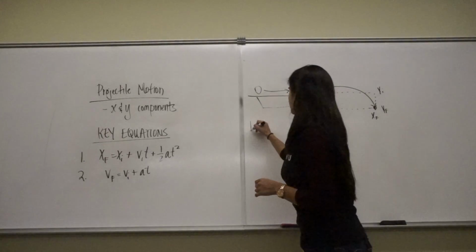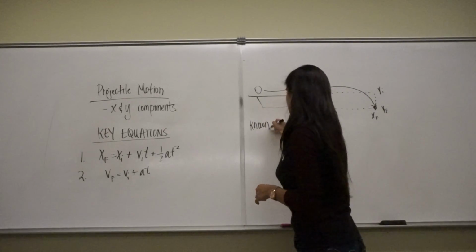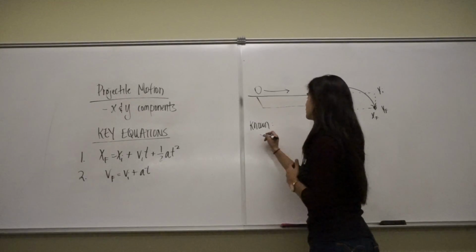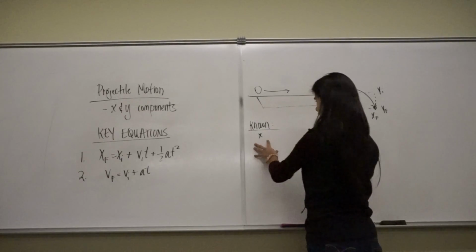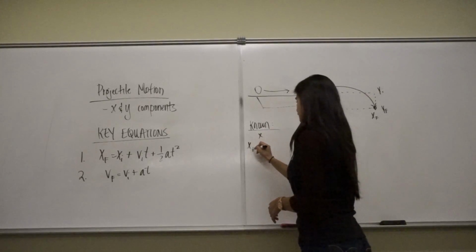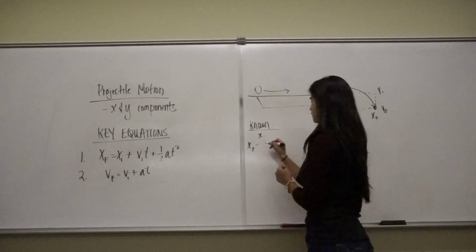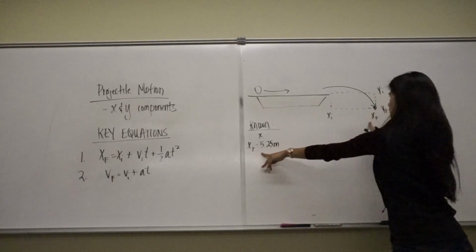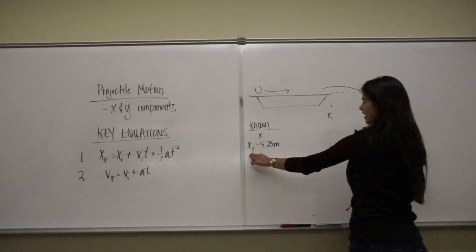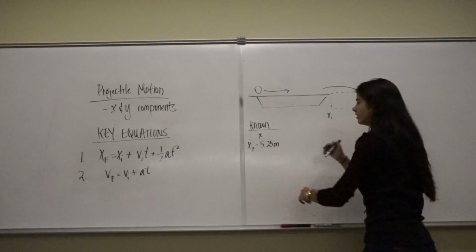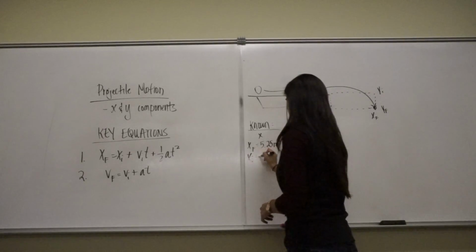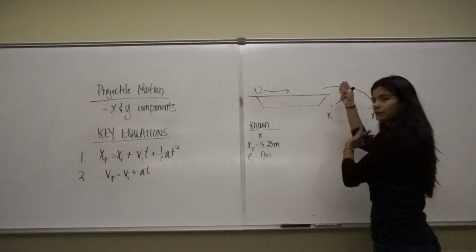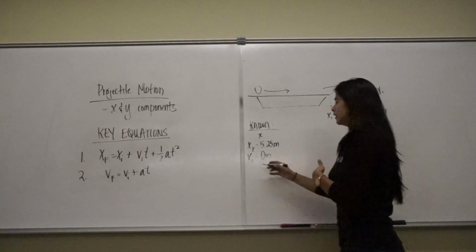So before you try to start solving, I always advise that you write down what is known. So I'm going to write down what is known in my x's. So my x_f equals 5.25 meters, right? That's my final position in the x component, okay. And then your x initial equals 0 meters right here, because this is our origin, so we're going to label that 0 in the x direction.